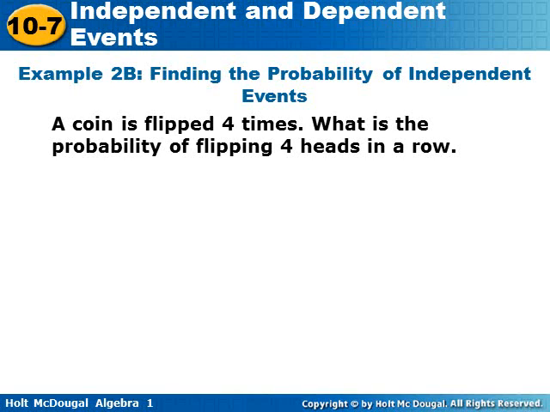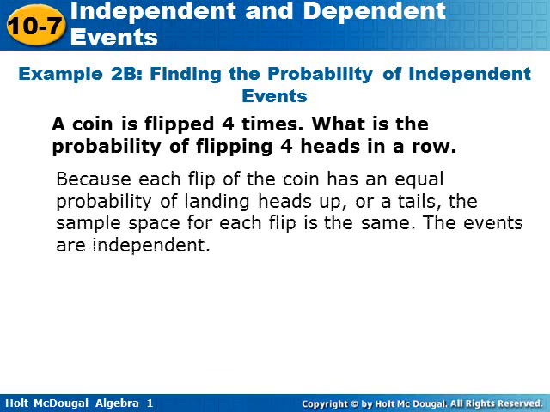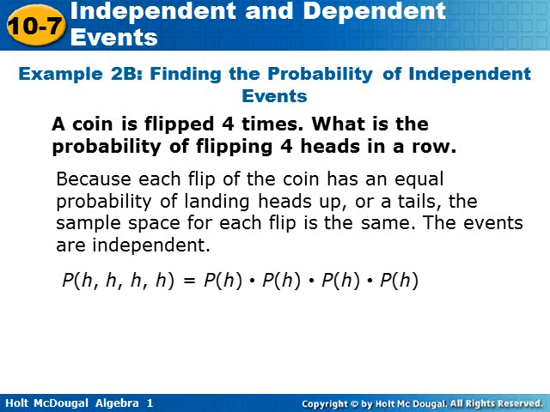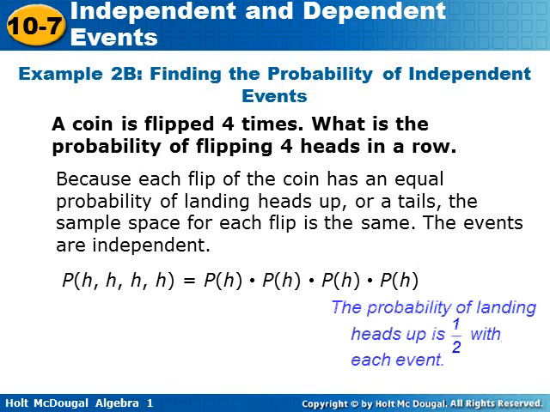A coin is flipped 4 times. What is the probability of flipping 4 heads in a row? Because each flip of the coin has an equal probability of landing heads up or tails, the sample space for each flip is the same. The events are independent. So the probability of flipping heads, heads, heads, heads is the probability of heads times the probability of heads times the probability of heads times the probability of heads. The probability of landing heads up is 1/2 with each event. So 1/2 times 1/2 times 1/2 times 1/2 is 1/16.